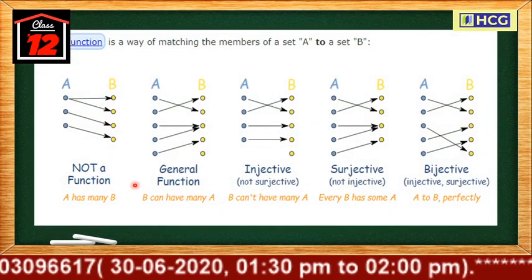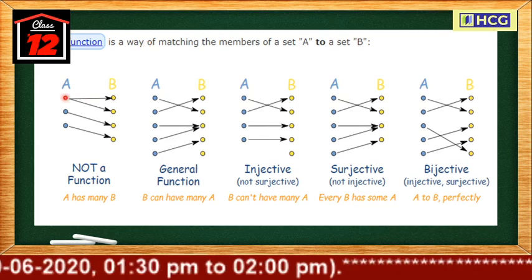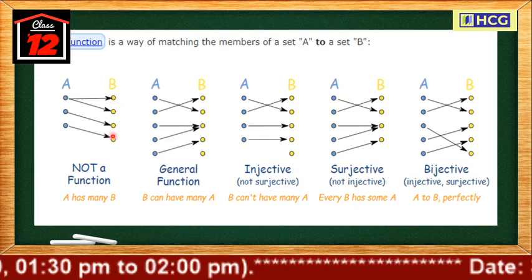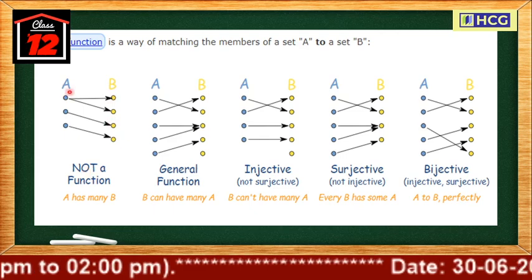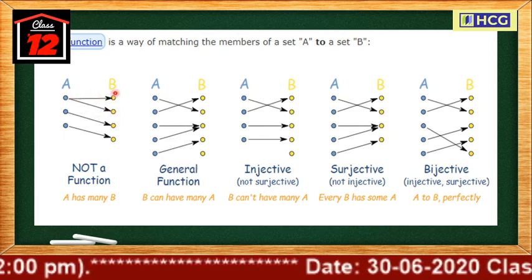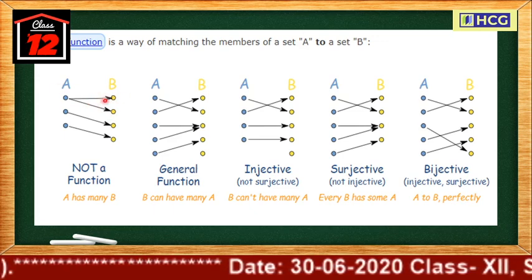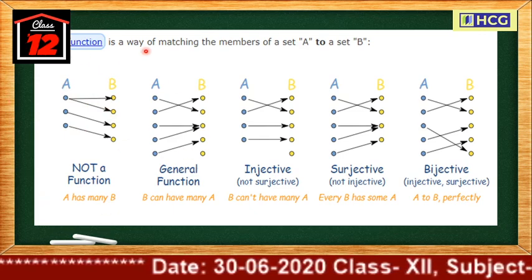Now we see the diagram. A function is a way of mapping the members of A to B. Now the blue dots are the elements of set A, and yellow dots are the elements of set B. In the first figure, we see that the first blue dot maps to two yellow dots, and this cannot happen. So therefore this is not a function.